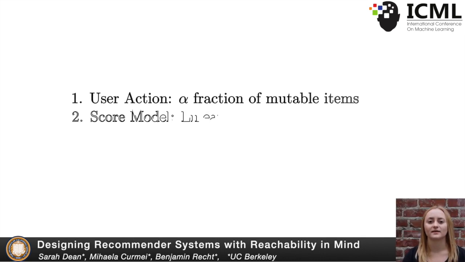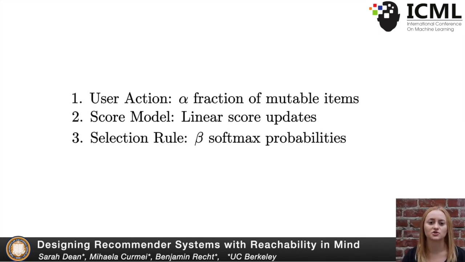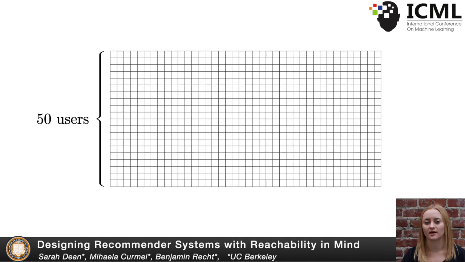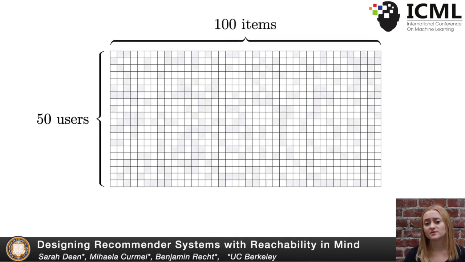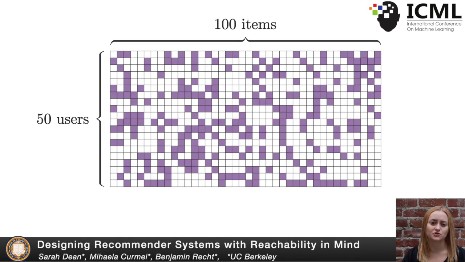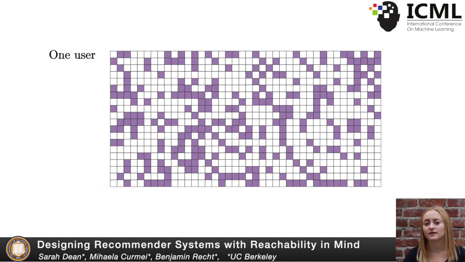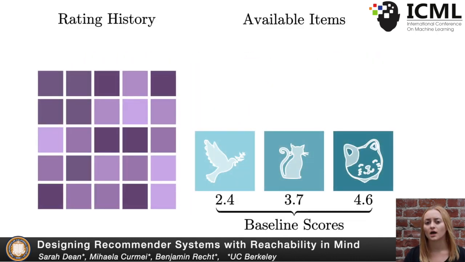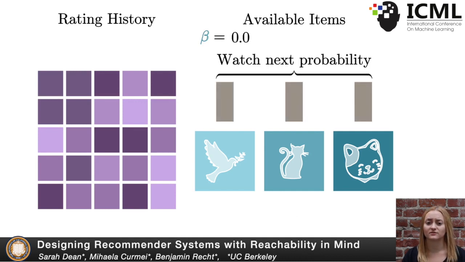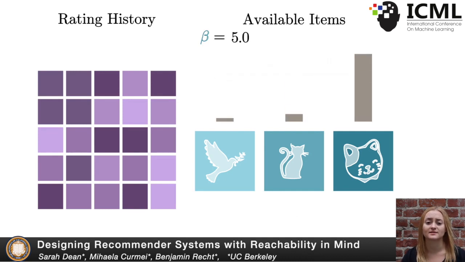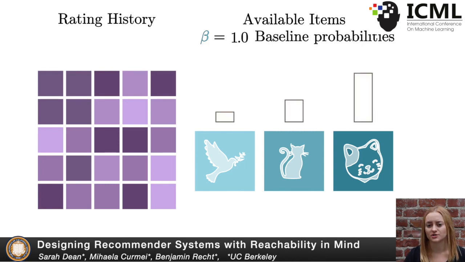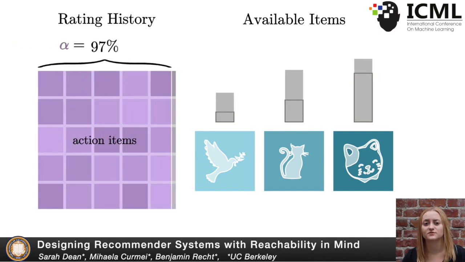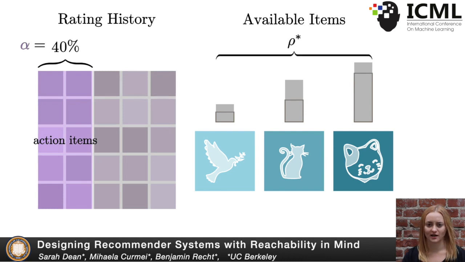To illustrate how these three system components affect the reachability metric, we consider a simple simulated experimental setting with 50 users and 100 items. We suppose that 20% of the ratings are observed and fit a matrix factorization score model. We then investigate the reachability properties for different action spaces and selection rules. We consider selection rules with varying levels beta, and for each beta, we compare against the baseline probabilities of the model predictions based on only historical data. We consider action spaces of different sizes as parameterized by the fraction alpha.